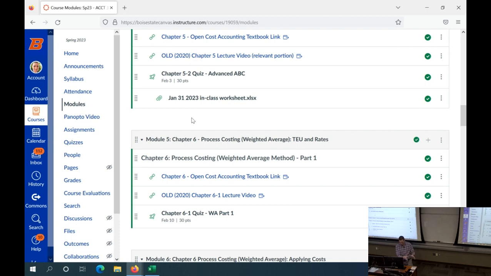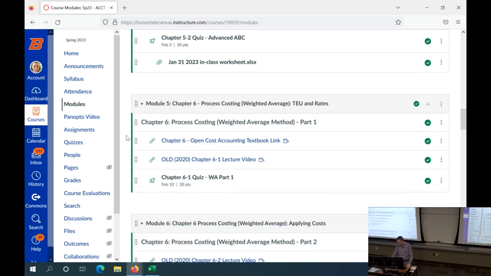2 weeks of weighted average. And then we'll go through the same thing we did with weighted average, but now with the FIFO method. And those are the 2 we go over. We don't go over any LIFO or anything like that with process costing here. The way we split it up across the 2 weeks is there are basically 3 things we're doing. We are calculating total equivalent units, TEU. That's an important calculation.